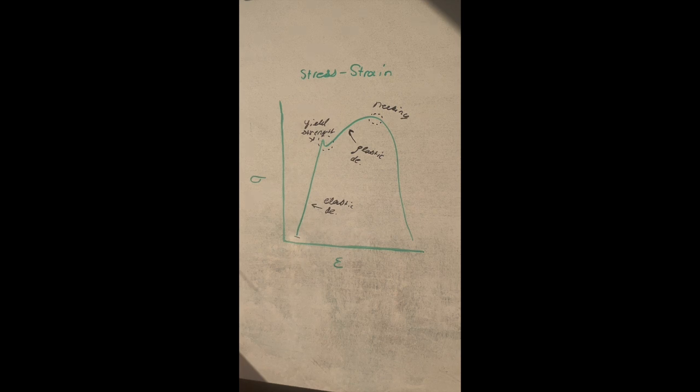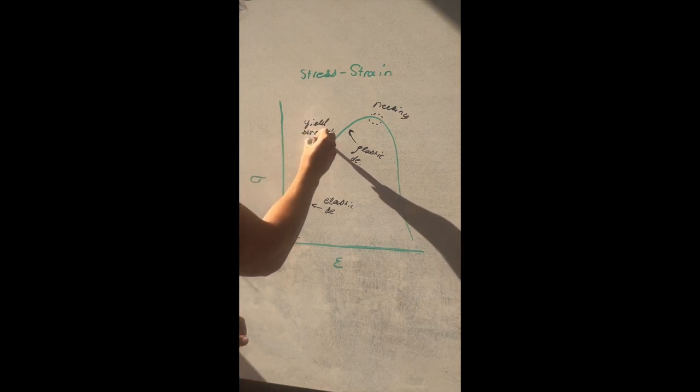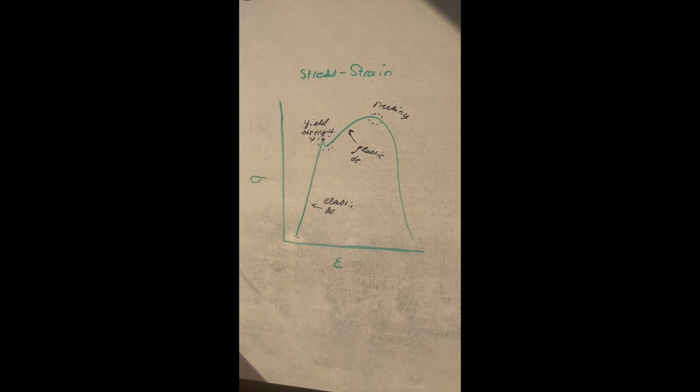Now, the second thing we're going to go over is yield strength. Yield strength is this point right here, and in some graphs it might differ, but we'll also go over that. It's that ultimate final strength that we can apply to a material before it starts losing its properties. We'll go over that next, which is plastic deformation.